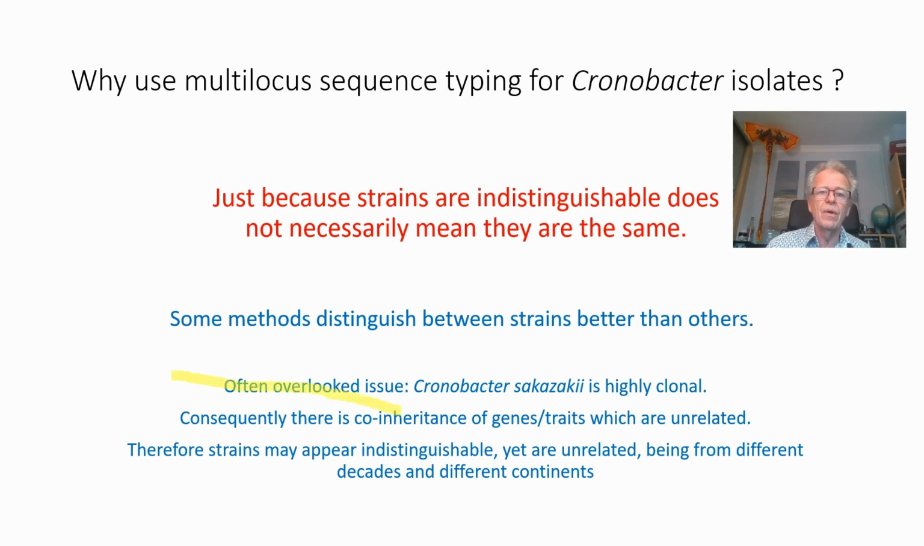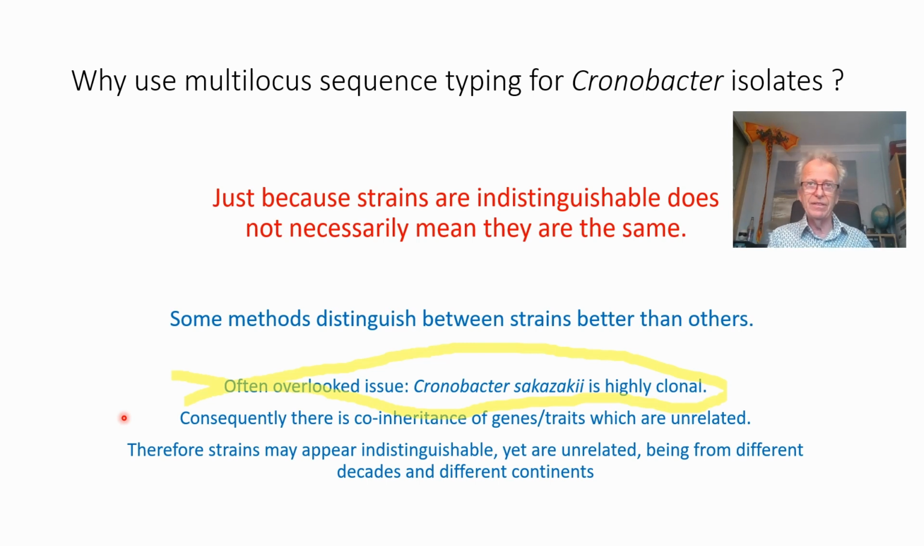But this is what is so often overlooked: Cronobacter sakazakii is highly clonal. What that means is that there's a lot of co-inheritance of genes which are unrelated. So if we go from one bacterium to multiply 1, 2, 4, 8, you think about it, that's a clone. Those 8 cells are going to be a clone of the original one.